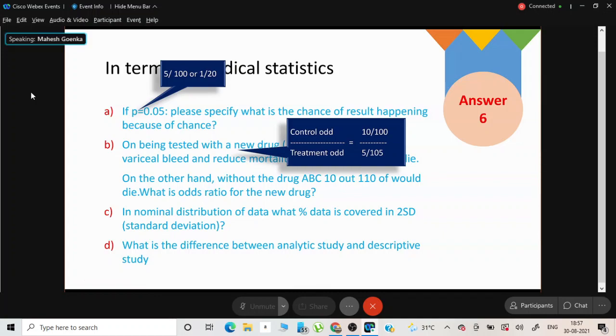In normal distribution of data, what percentage of data is covered by 2 standard deviations is 95.4%. For 3 standard deviations, it will be almost 99 some percent.